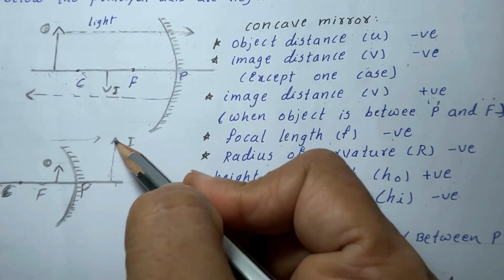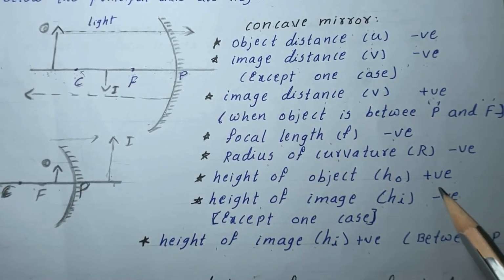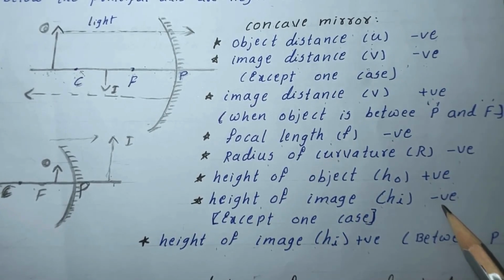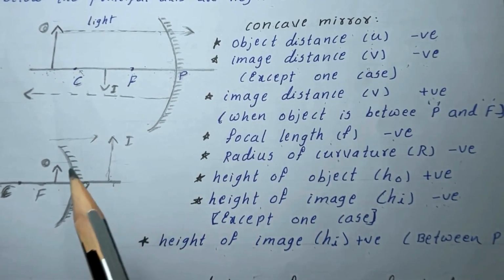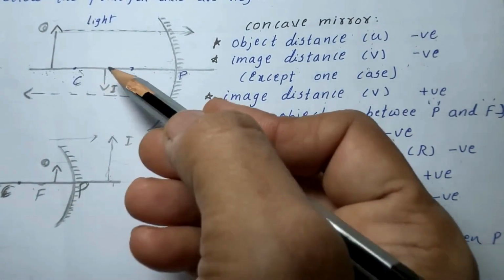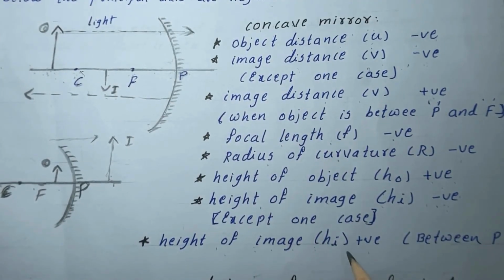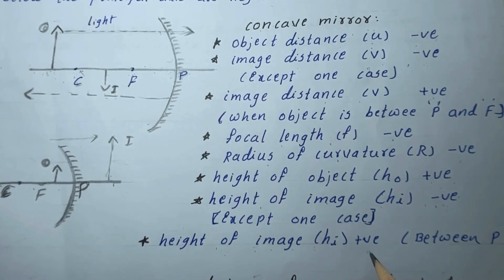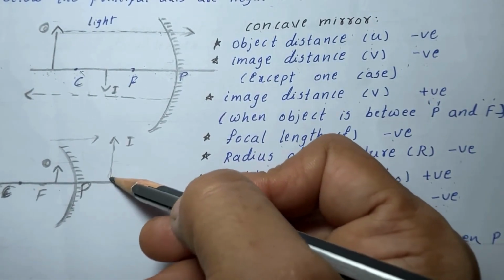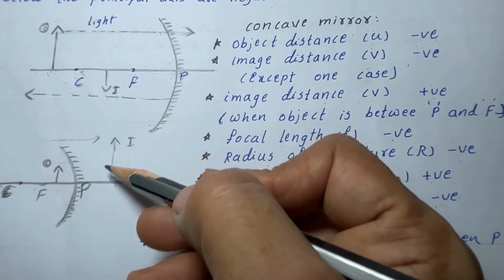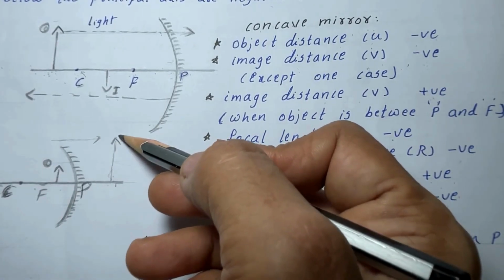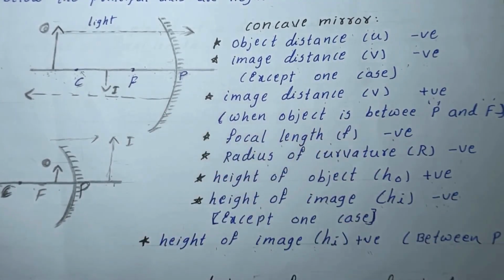Negative height of the image tells that the image is an inverted image below the principal axis. Height of the image is positive means that the image is an erect image which is above the principal axis.